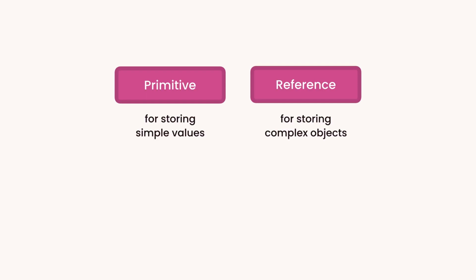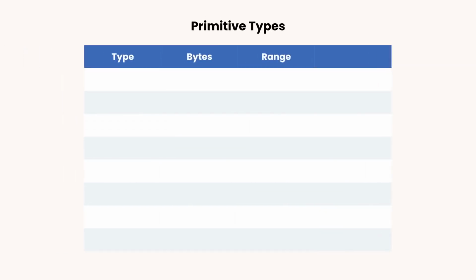Basically, we have two categories of types. We have primitive types for storing simple values and non-primitive types or reference types for storing complex objects. In the category of primitive types, we have byte, which takes 1 byte of memory. And in 1 byte, we can store values from -128 to 127. Now, the more bytes we have, the larger numbers we can store. So next we have short, which takes 2 bytes. And with this, we can store values up to 32,000.